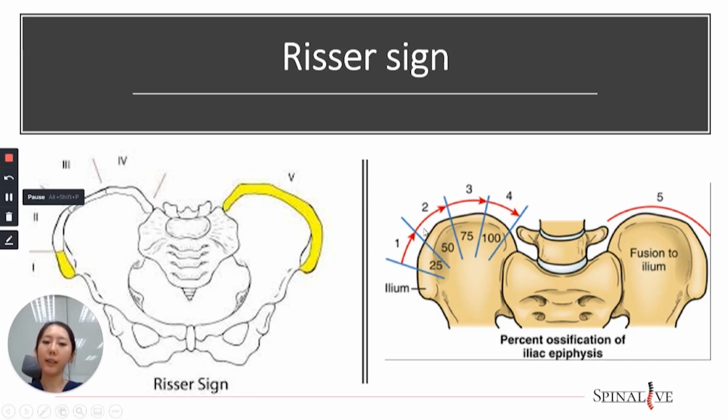So stage 0 means they haven't started their puberty yet. Stage 1 would be anything from 0 to 25% over here. Stage 2 would be 50, 3 would be 75, and 4 would be 100%. So stage 5 would be where it totally fuses into the ilium. So these are the stages where it's important to take notice during the x-ray.